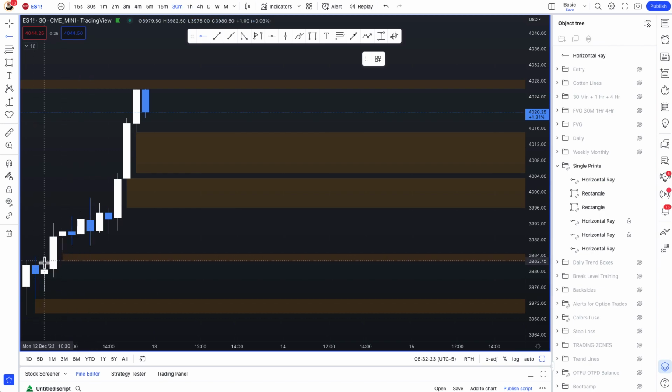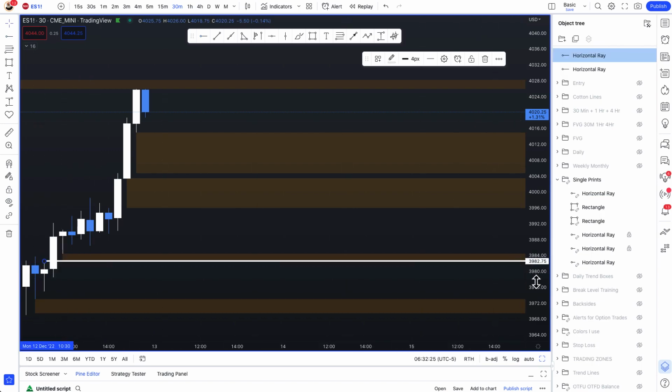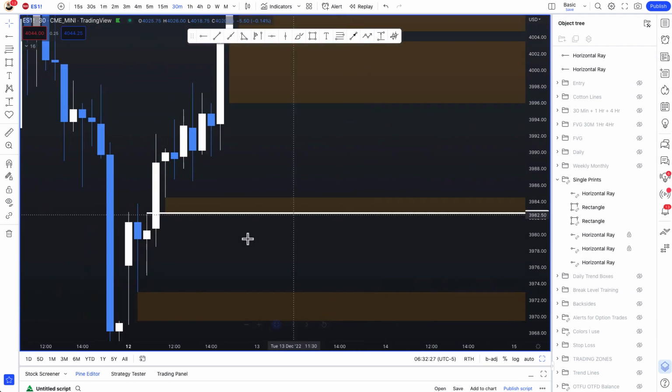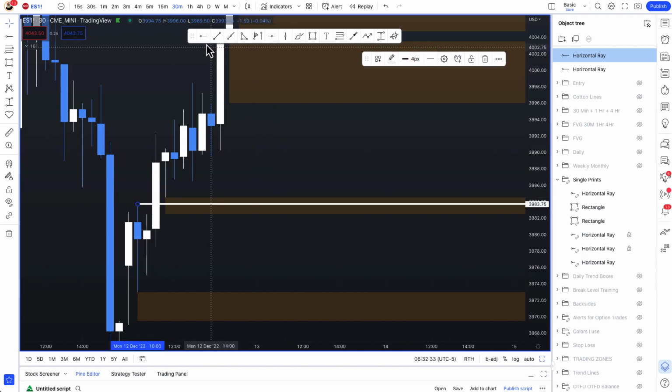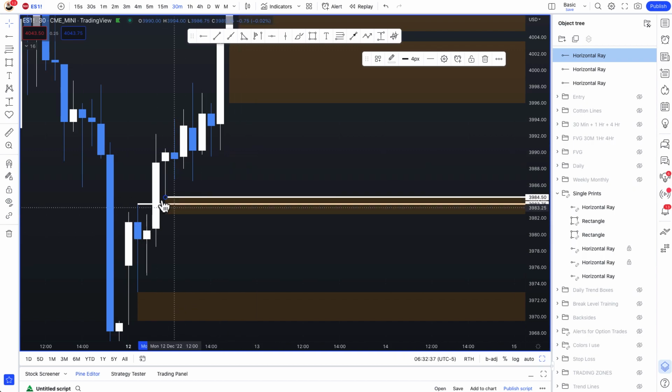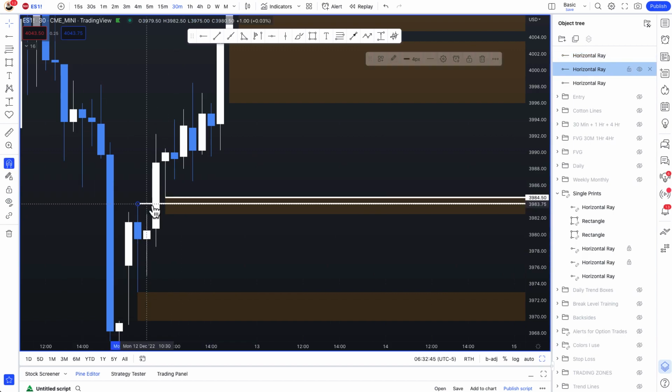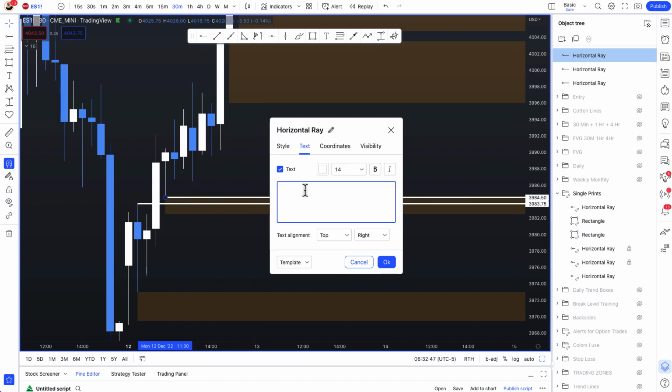Now, here's a difference between fair value gap and single prints. Fair value gap is here. Single prints is here, though. Why? We're only looking where price traded once. So the fair value gap gives us a start, and then we have to look a little closer and be picky. Let me turn on my magnet tool. We'll go here, go here. And what I do for this one is I put top of single prints.